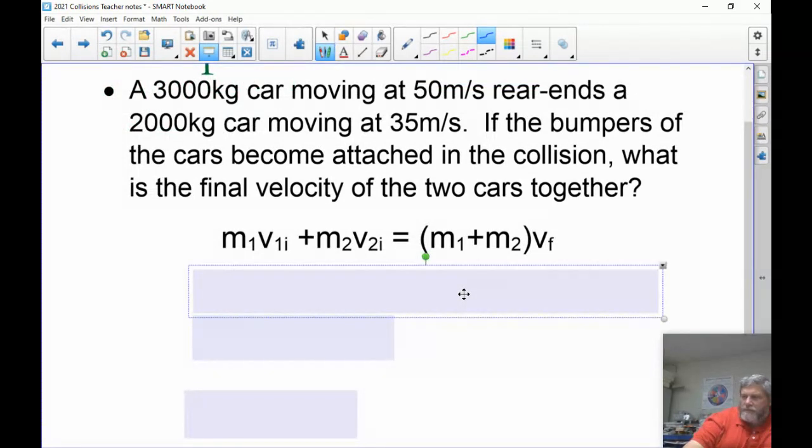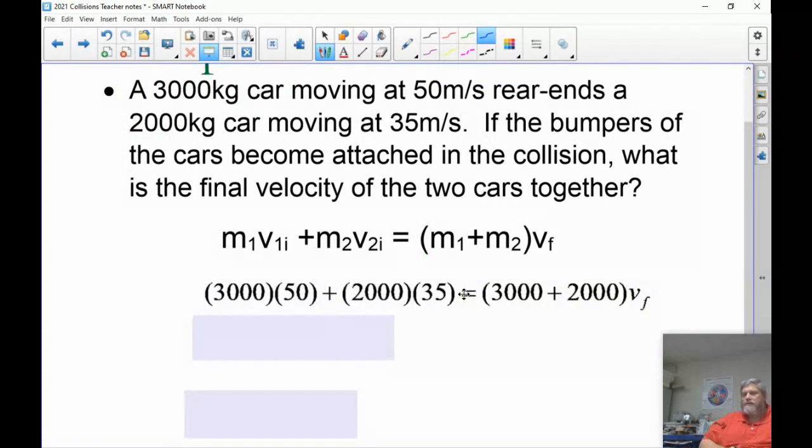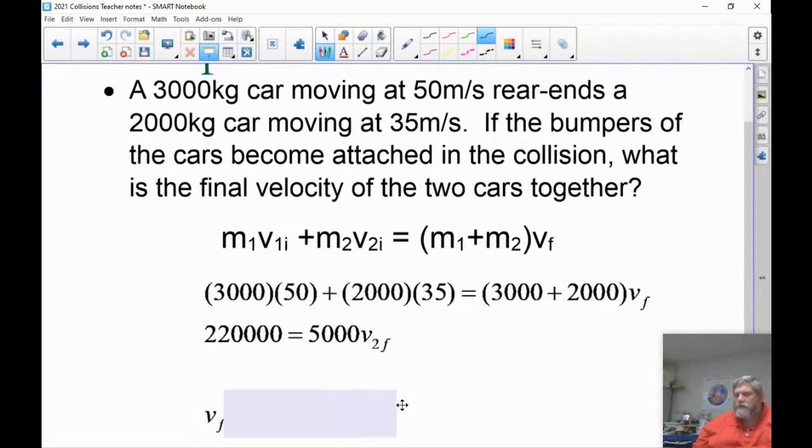Right, so again, we use our equation. So 3,000 times 50 plus 2,000 times 35, again, same direction, so both velocities are positive, equals the total mass, which would be 5,000 times V final. Plug the numbers in the calculator, and we solve for V final, which is 44.5 or 44 meters per second.